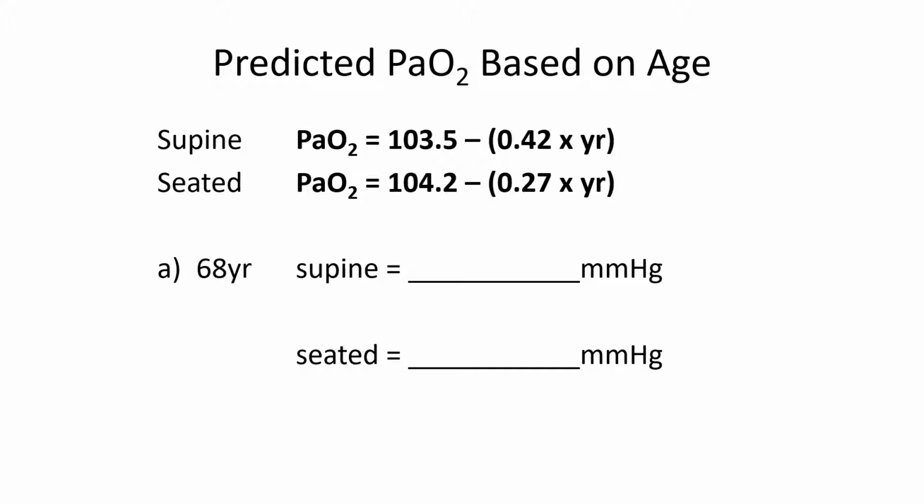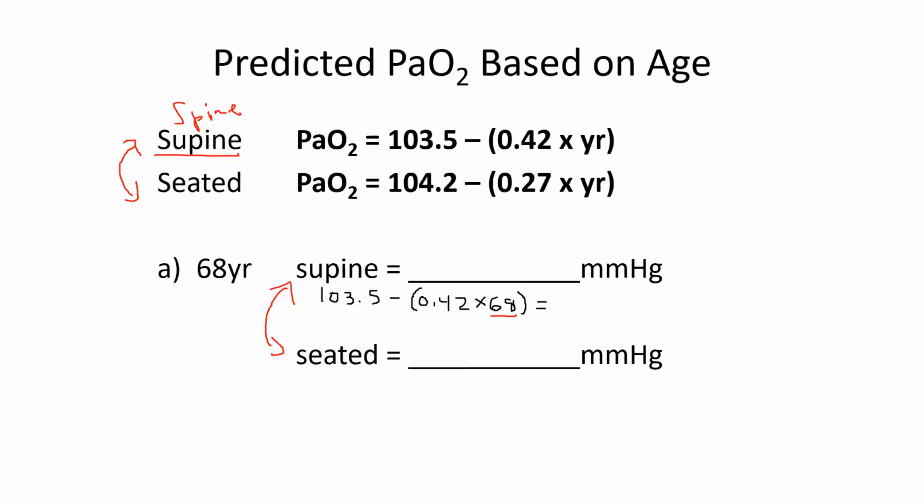Predicted oxygen saturation based on age. So position, supine, you are on your spine, right? You're on your back. And then seated or semi-Fowler. All you got to remember is which equation to plug into. So be careful, sometimes these are inverted for you. Just make sure you're paying attention. So plug and chug, 103 minus 0.42 times the age.